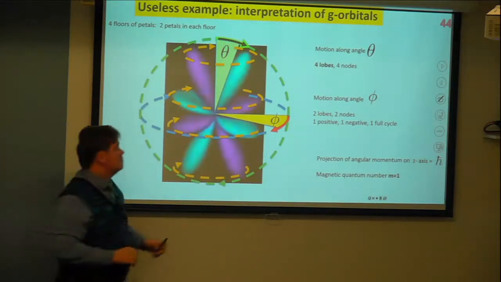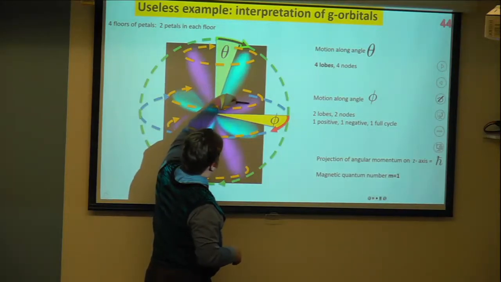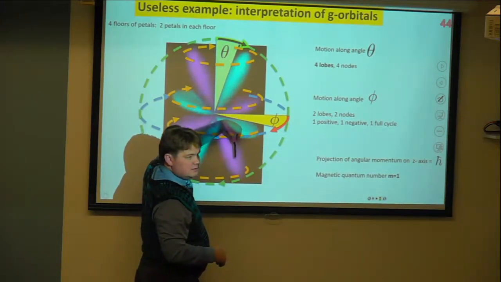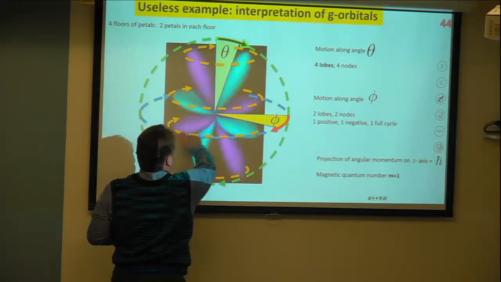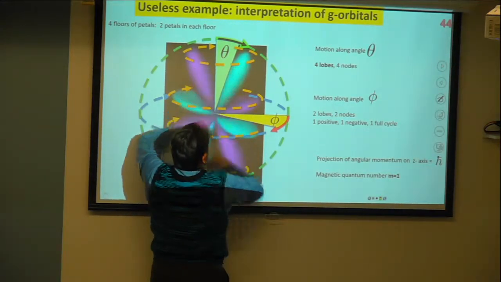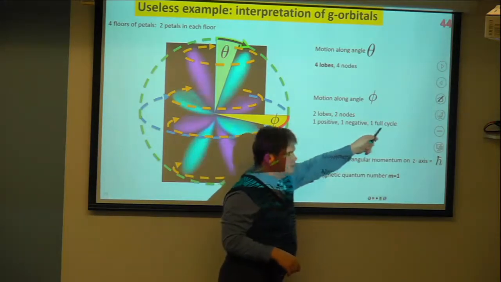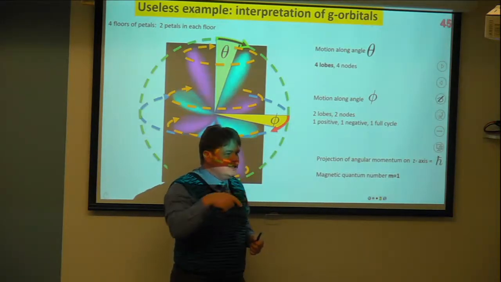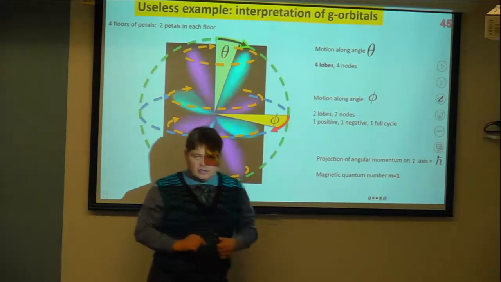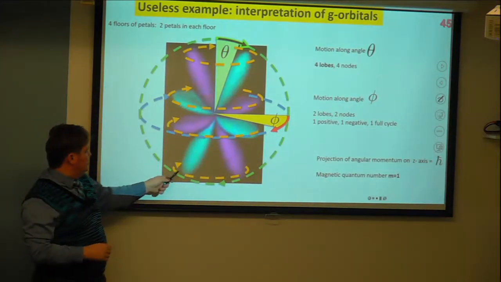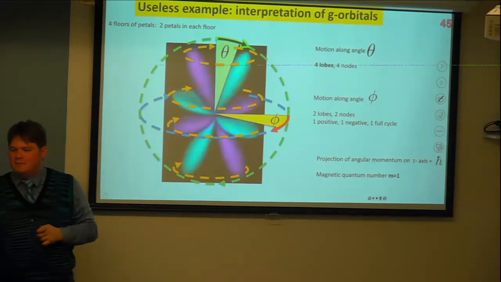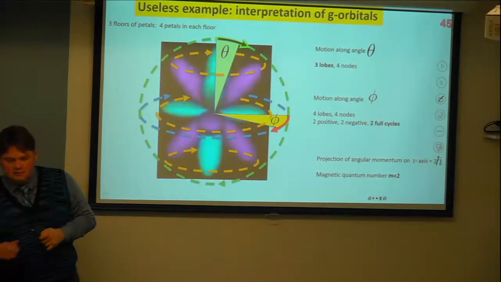Next one. 1, 2, 3, 4 lobes in the theta angle. And then if you go circular along phi, you have 2: one maximum, one minimum, 2 nodal points. It means there is one full cycle and there is some slow motion around the x and y plane, this projection of angular momentum in the z direction. So maybe 4 floors populated with this pattern. Now, next one.